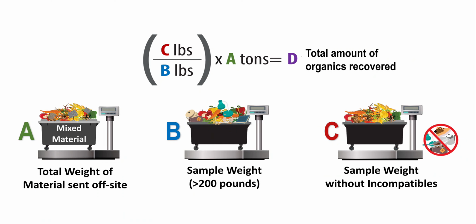So looking back at this calculation, the operator will take C, the sample weight without incompatibles, divide it by B, the sample weight, and multiply it by A, the total weight of material sent off-site for recovery that day, and that will give us D, the total amount of organics recovered.